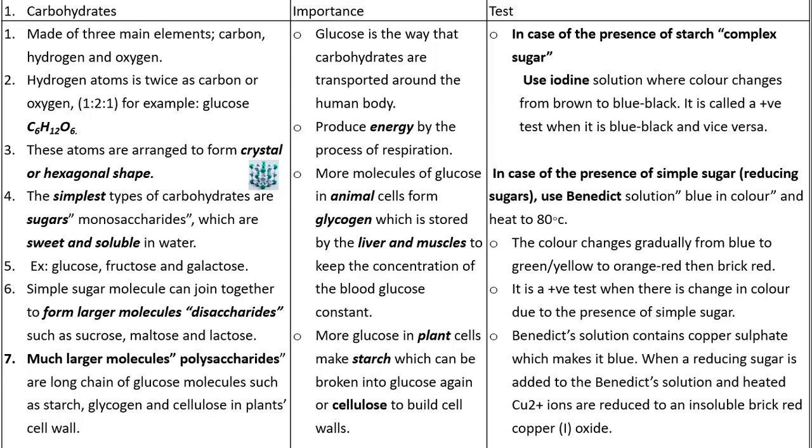Benedict solution contains copper sulfate, which gives it its blue color. So when heated in the presence of reducing sugar, this copper sulfate breaks down into copper ions, which are reduced into insoluble brick red copper oxide.